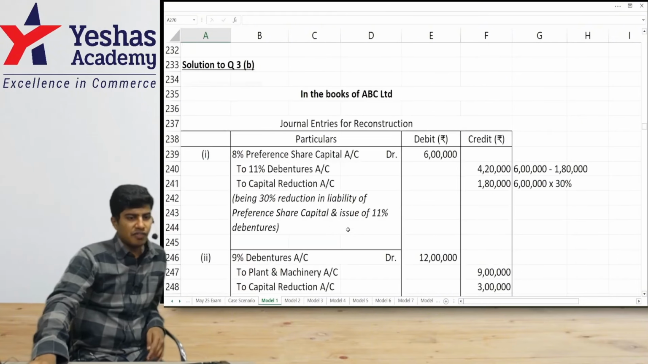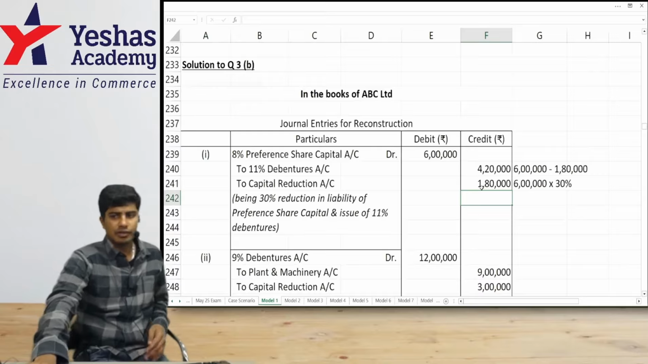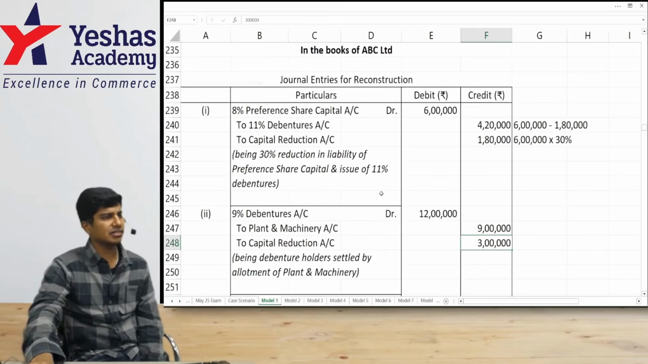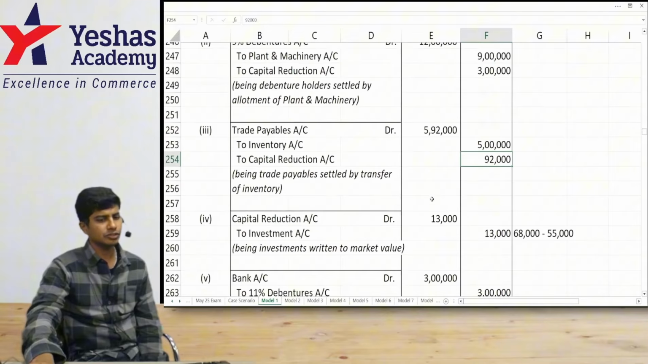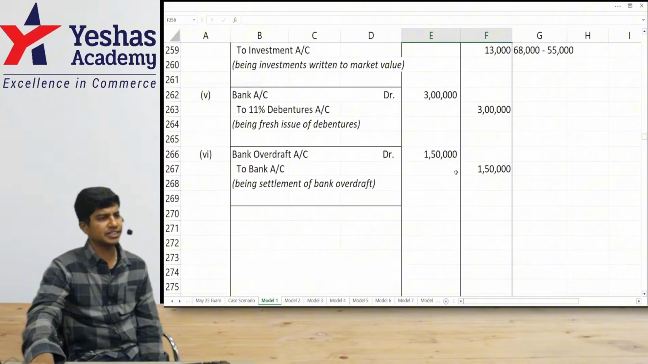Check it out. First entry, we have credit of 1 lakh 80. Take 1 lakh 80 minus. Did you take 1 lakh 80 minus? Then again minus 3 lakh. Credit is minus, debit is plus. Okay. Then third entry again minus 92. Fourth entry plus 13. That's it. What do we have?